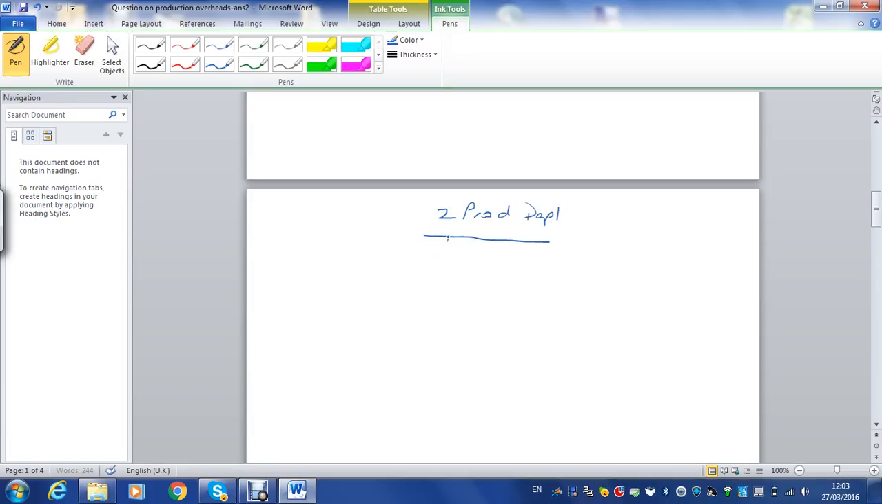You've got one which is machine, and one which is finishing. Again, sorry for the shorthand; in the exam you don't have much time. And we also have the service department, and that's engineering. The idea is that 60% and 40% of the engineering cost has to be split between machining and finishing.